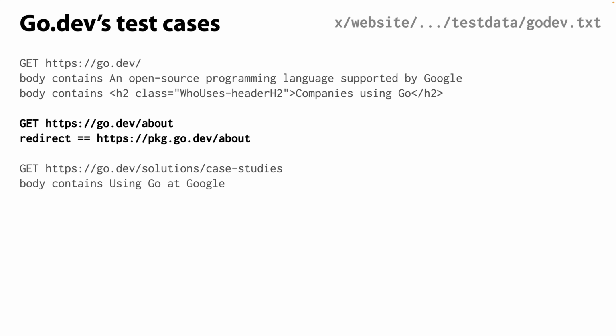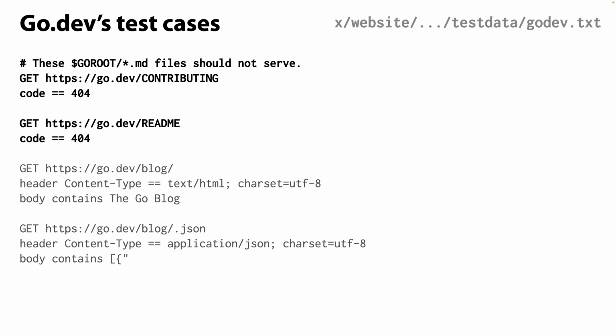Here's another test case. For historical reasons, /about needs to redirect to package.go.dev. Here's another. Nothing special here, just checking that the case studies page renders, because it's synthesized from many other files. Another field the test can check is the HTTP response code. And here's a bug fix.